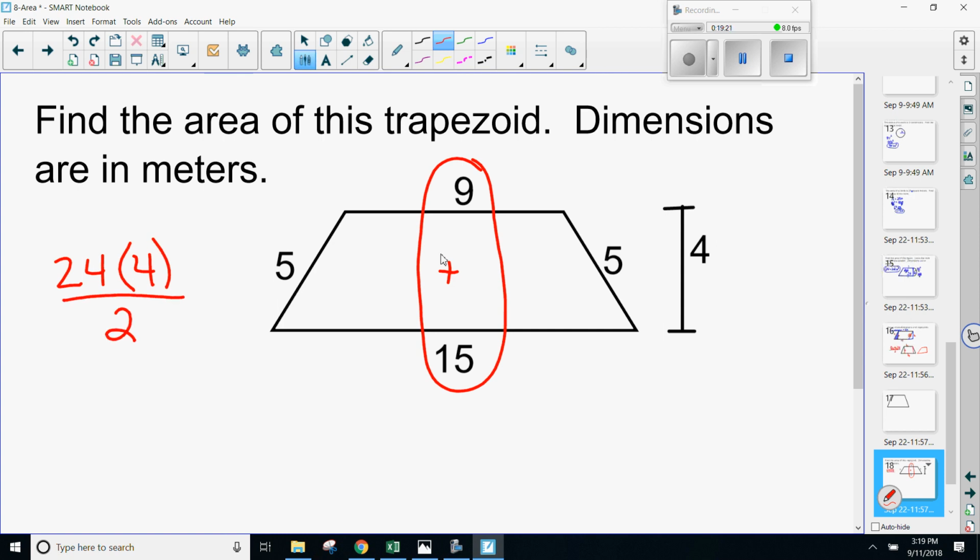You either need to take 24 times 2 or take 12 times 4. Which one's easier for you? So take 2 into 4 2 times. What's 24 doubled? 48. I don't care which way is easier for you. Units, don't forget to square your units. 48 square meters. Question?